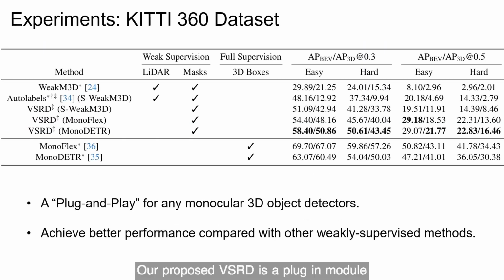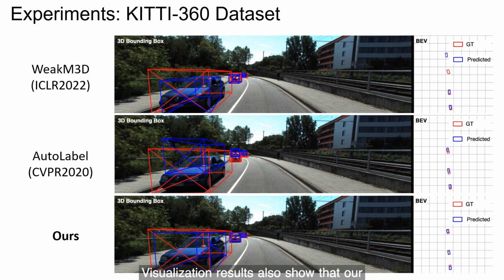Our proposed VSRD is a plug-in module that can be used for any monocular 3D object detectors in a weakly supervised manner. Compared with other existing methods, our proposed VSRD has better performance. Visualization results also show that our method can estimate more accurate 3D bounding boxes compared with other methods.